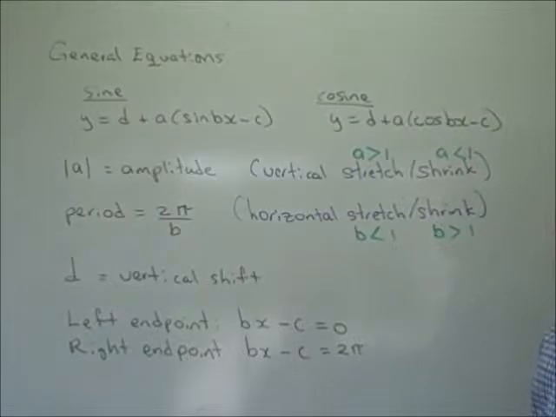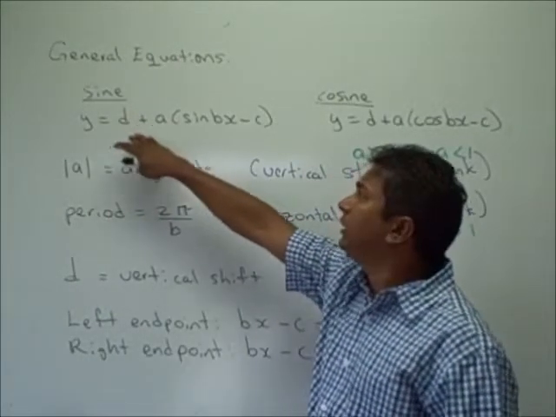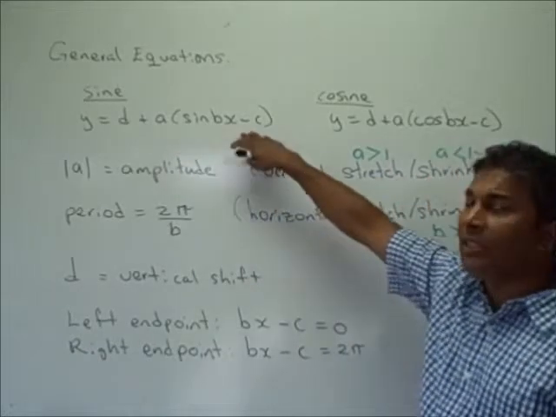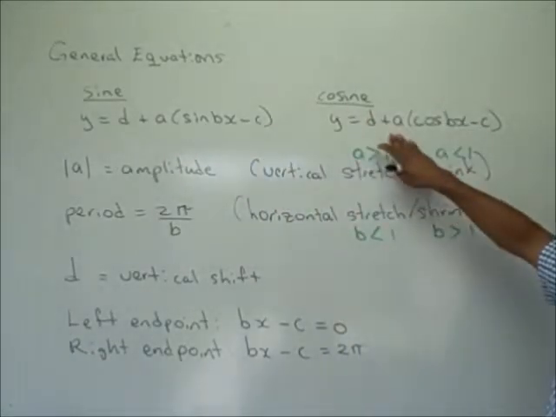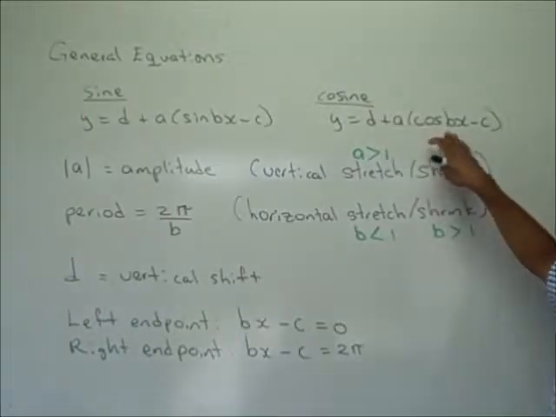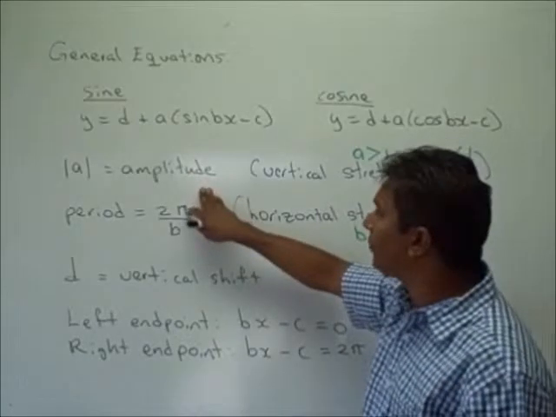Before we graph our sine and cosine curves, let's look at our general equation for our sine and cosine functions. Here we have for the sine function, y is equal to d plus a times sine of b times x minus c. And for cosine, we have y is equal to d plus a times cosine of b times x minus c. In both functions, a represents the amplitude.